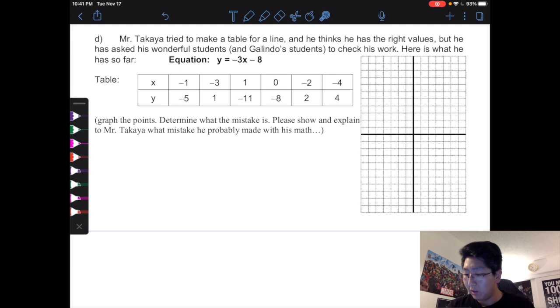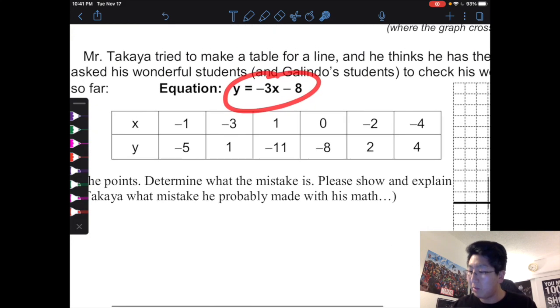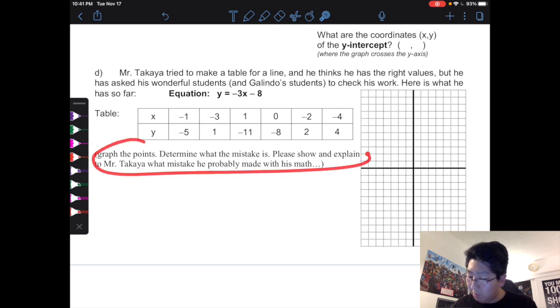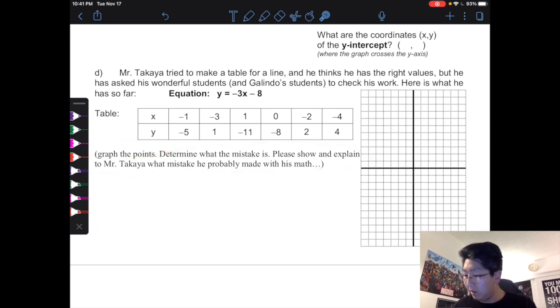So here we go. Mr. Takaya tried to make a table for our line, and he thinks he has the right values. But he has asked his wonderful students and Mr. Galindo's students and my students to check his work. Here's what he has so far. Y equals negative 3x minus 8. Our job is to graph the points and determine where the mistake is.